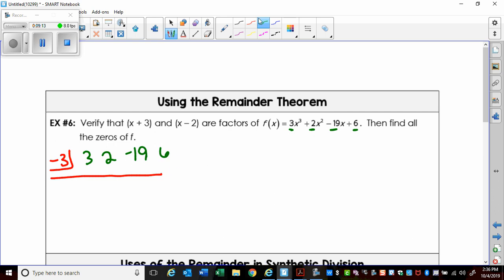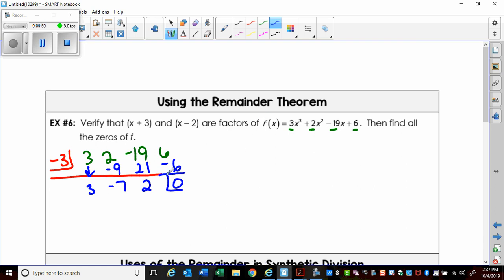So it's an extra term. Remember, we always bring down the first term, 3, and then we multiply times negative 3, which is negative 9. 2 minus 9 is negative 7. Negative 7 times a negative 3 is a positive 21. Well, 21 minus 19 is 2. 2 times negative 3 is negative 6. Ooh, that's awesome, because that remainder is going to be 0. Awesome. So that is a factor, because my remainder is 0.